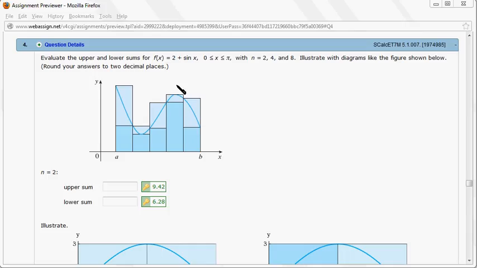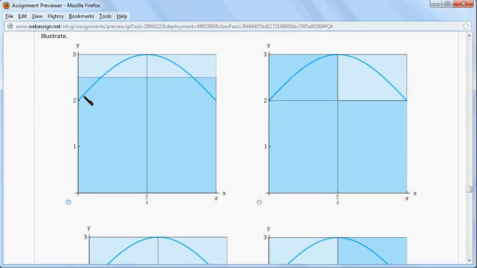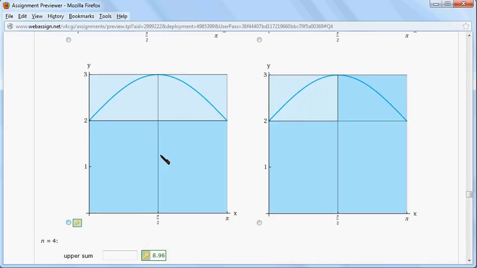All right, so let's do that for the function f of x equals 2 plus sine of x. If you go down a little bit, this is the correct graph of 2 plus sine of x, right? You can see that the lowest point on the first interval from 0 to pi over 2 is actually at 0, so it's 2. So this is not going to be the right picture. And this here is not going to be the right picture either, since you're looking at the highest point. So for the lower sum, the correct picture would be this one right here.